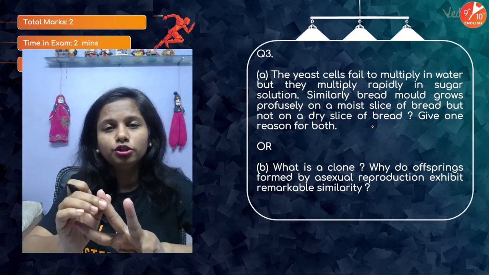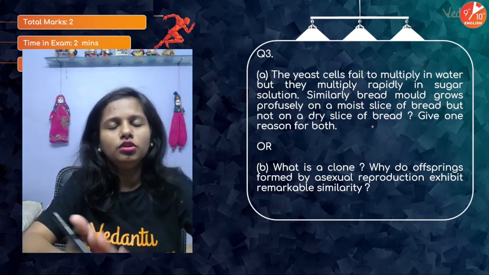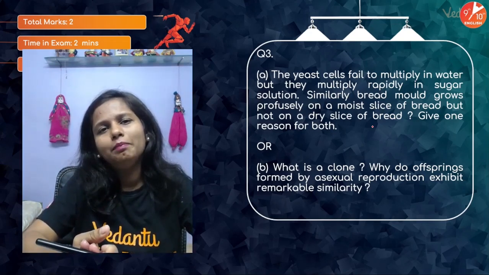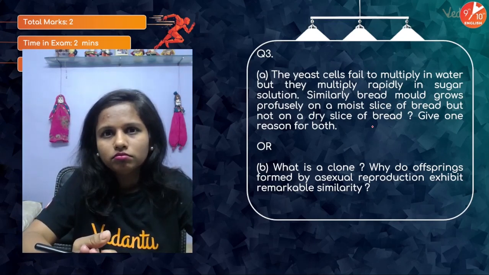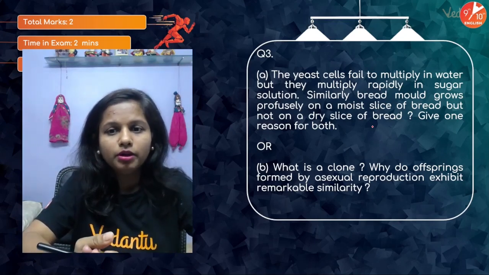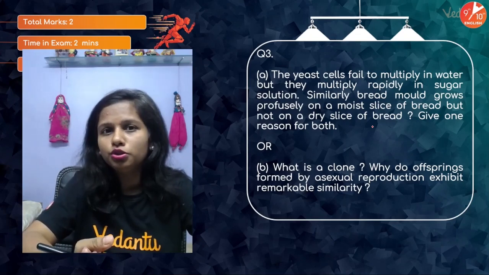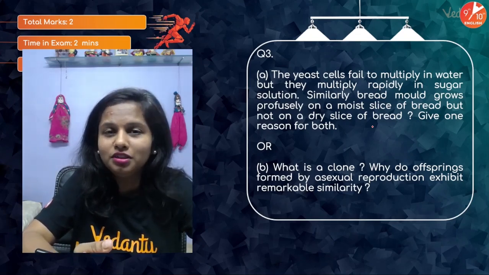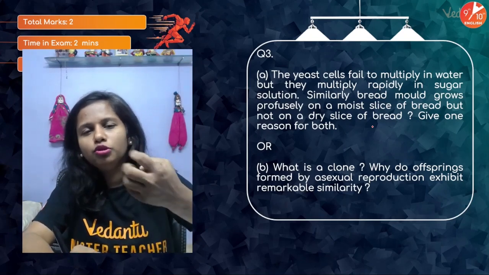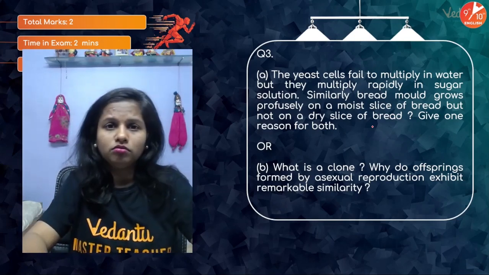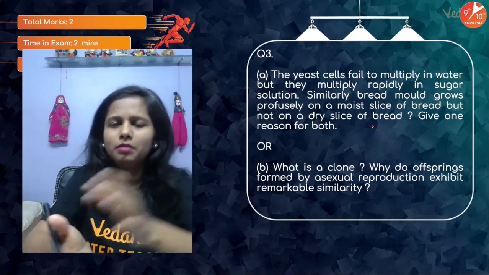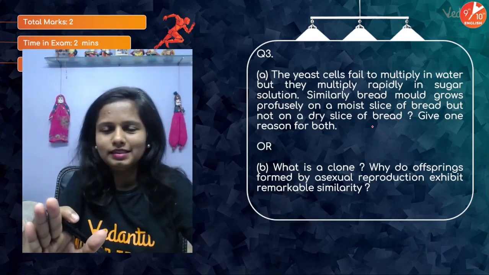Warmth, moisture, and nutrients. So if yeast cells are placed in water, there is no food. But when it is a sugar solution, sugar acts as nutrients for the yeast. So yeast will absorb nutrients, it will grow, and after growth, of course, multiplication. Okay, as simple as that.